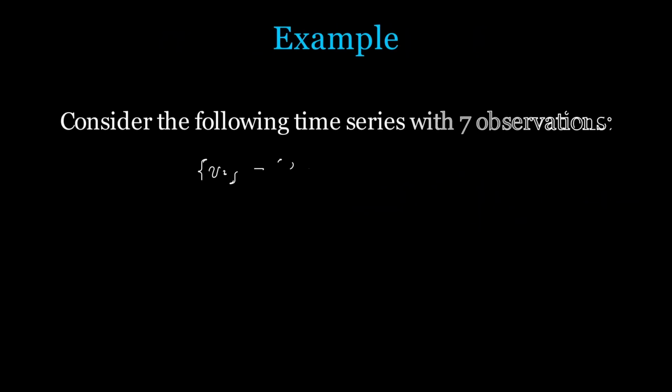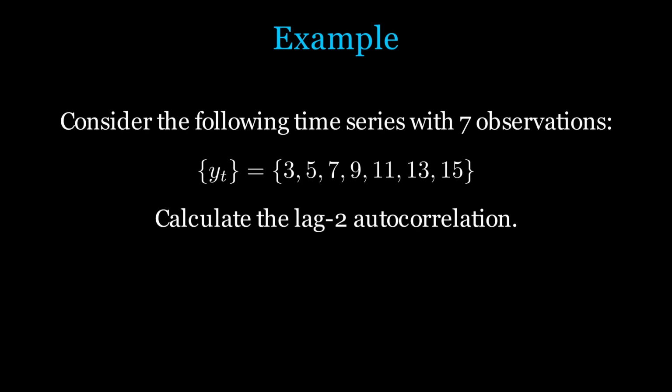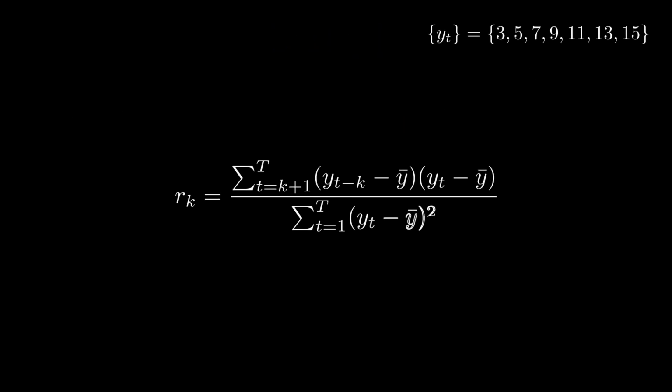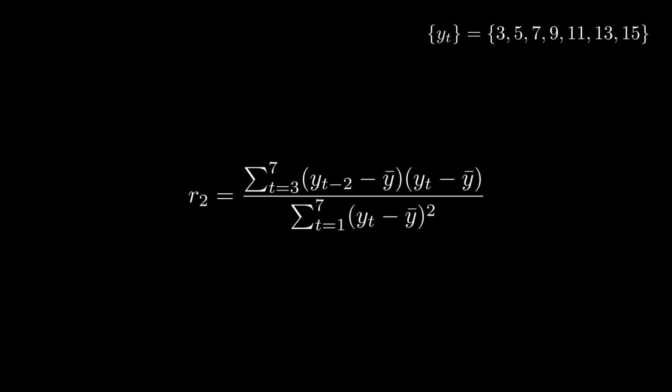Let's go through an example. Here is our problem statement. We have a time series, y_t, with 7 sequential observations. Our goal is to calculate the lag 2 autocorrelation. To solve this, we'll use the standard formula for autocorrelation at lag k. Since we are looking for lag 2, we set k to 2. We also have 7 total observations, so capital T is 7.